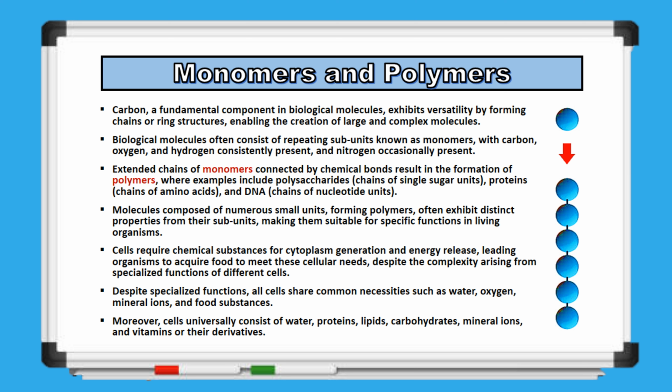Cells need many chemicals to build their parts, like the cytoplasm, and to make energy. This is why all living organisms must eat food, even though their cells may do different jobs. Still, all cells need some basic things to stay alive. These include water, oxygen, mineral salts, and nutrients from food. In fact, every cell is made up of water, proteins, fats, lipids, carbohydrates, sugars, minerals, and vitamins or other helpful substances made from vitamins.